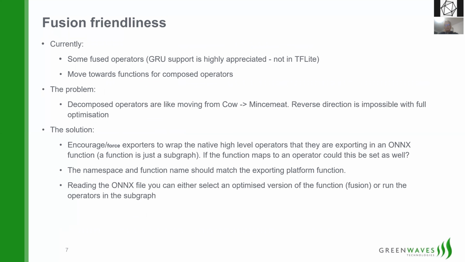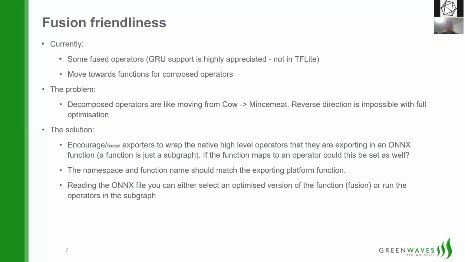The second area I'd like to cover is what I called fusion friendliness. There's one thing which is a big problem for us, which is that we have optimized fused kernels, and it's very difficult to get to highly optimized fused kernels from elementary operators. It's a little bit of an unfriendly way of describing it, but I always describe it like moving from a cow to mincemeat. It's very easy to go one way and difficult to go the other way.